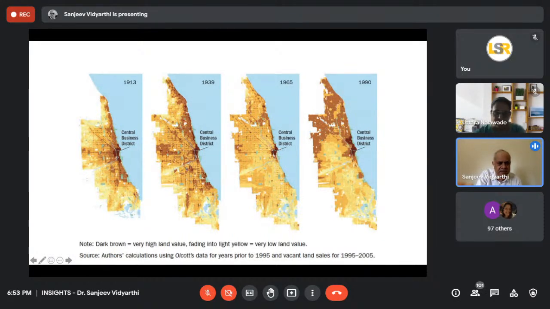So this is the central business district of Chicago in 1930. So darker the color, the higher the land value. Lighter the color, very low land value. So mostly residential areas would have lower value. Now this is very different. North America, the North American dynamic of land value is very different from land value dynamic, let's say in India.